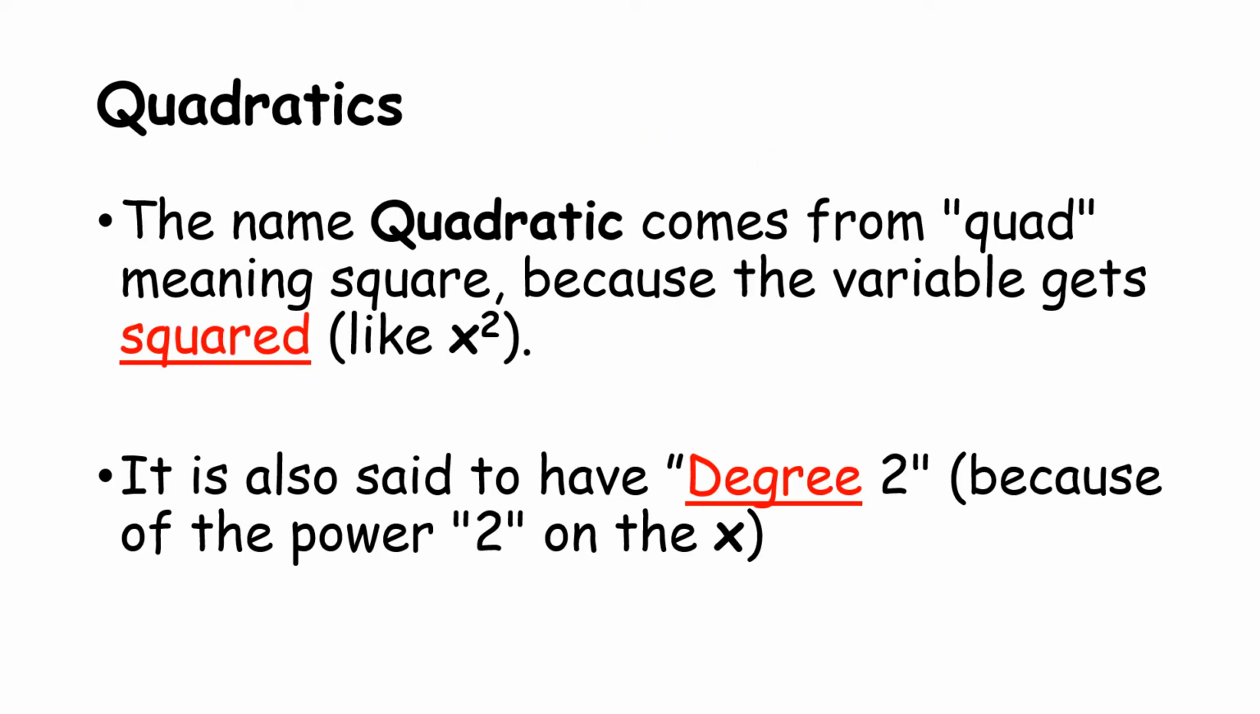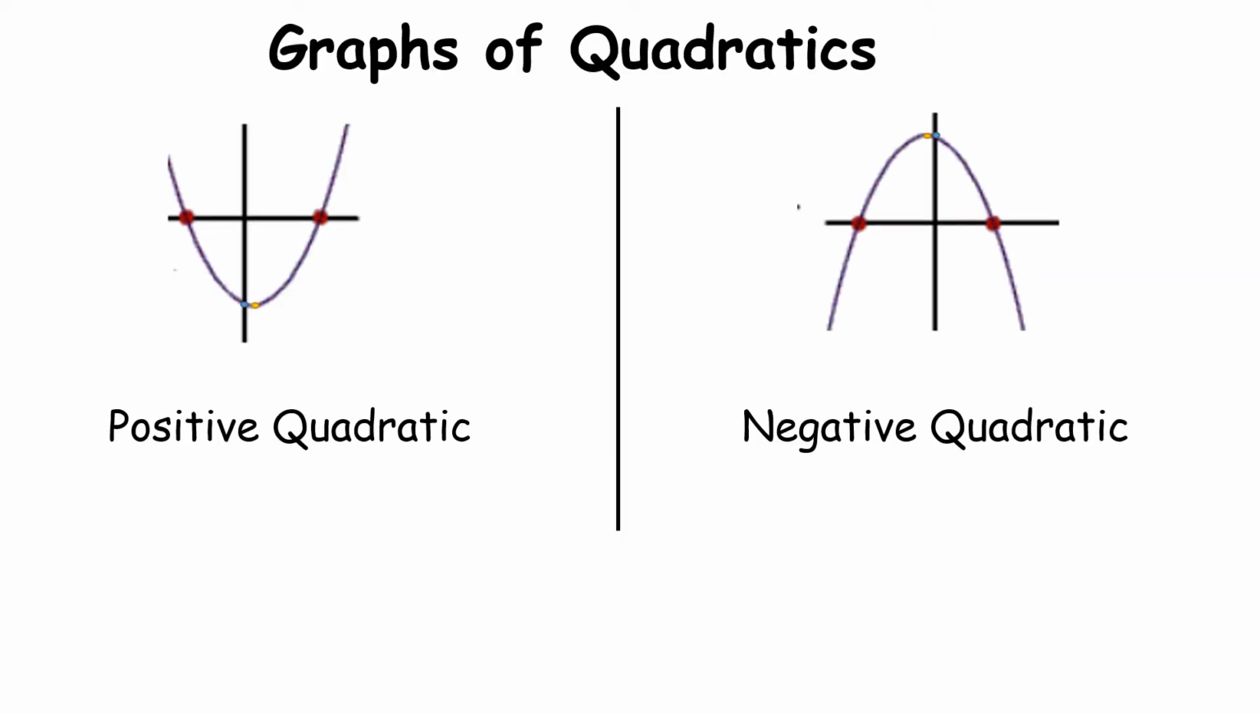So let's revise the idea of a quadratic. The name quadratic comes from quad, which means square, because the variable gets squared. So for example, we're generally working with an x squared. We can also say that this is degree 2 because of the power 2 on the x.